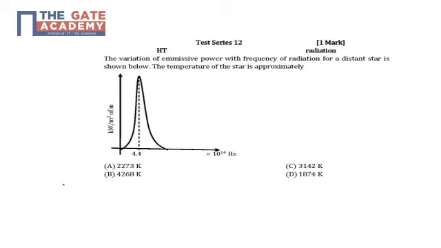Let's discuss a question from radiation. This is from heat transfer. Okay, so what is given is basically how the emissive power varies with frequency. Generally how emissive power varies with wavelength will be given, but in this problem how emissive power varies with frequency. So remember, this is your frequency of the star.